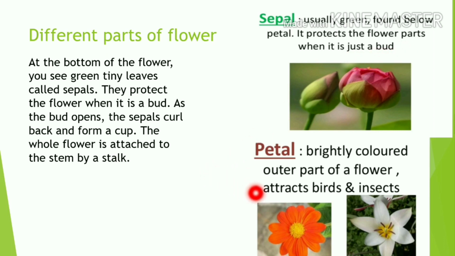Next one is petal. So petal is the brightly colored outer part of a flower, which attracts insects and birds. And look at this greenish part. This one is known as the stalk. So the whole flower is attached to the stem by the stalk.